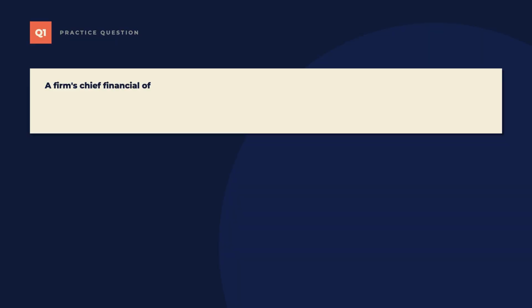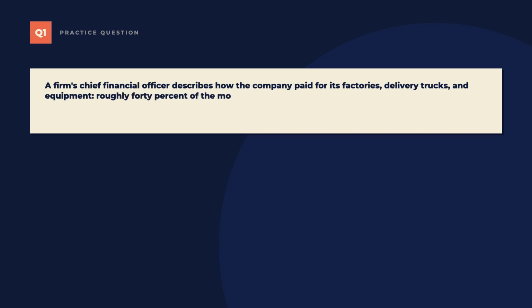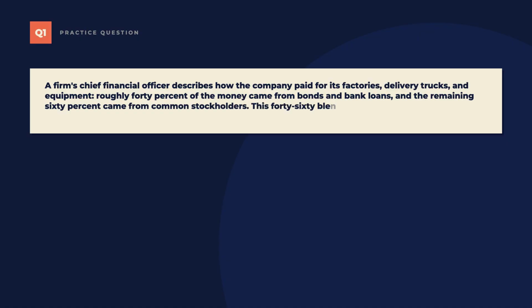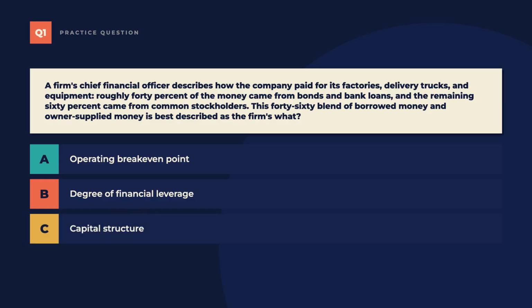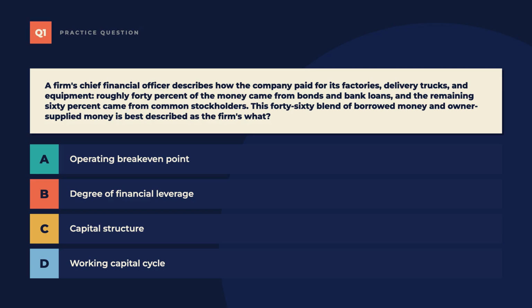Question 1. A firm's chief financial officer describes how the company paid for its factories, delivery trucks, and equipment. Roughly 40% of the money came from bonds and bank loans, and the remaining 60% came from common stockholders. This 40-60 blend of borrowed money and owner-supplied money is best described as the firm's what? Your options are A, operating break-even point, B, degree of financial leverage, C, capital structure, D, working capital cycle. Which one is it? Pause the video if you need more time.